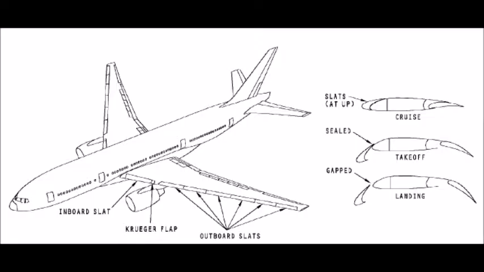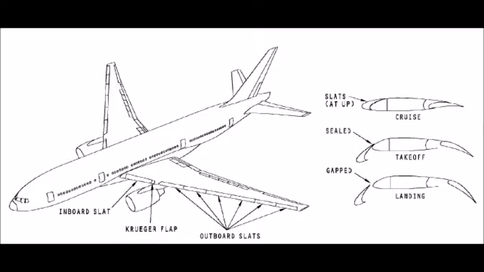The high lift control system electrically controls the slats with a fly-by-wire system. During takeoff and landing, the pilots use the flap lever to command the slats to extend to the seal or gap positions. After takeoff, the pilots use the flap lever to command the slats to retract to the up position.